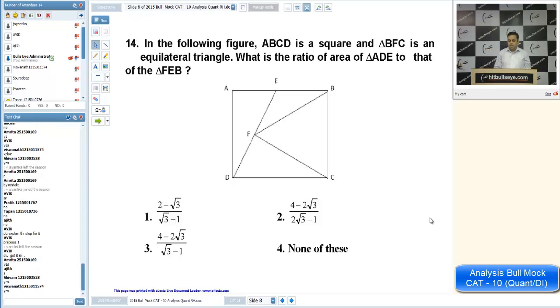Right. Here we have ABCD, a square. Triangle BFC is an equilateral triangle. The ratio of the area of triangle ADE to that of triangle FEB has been asked.